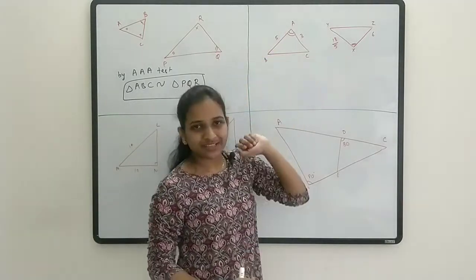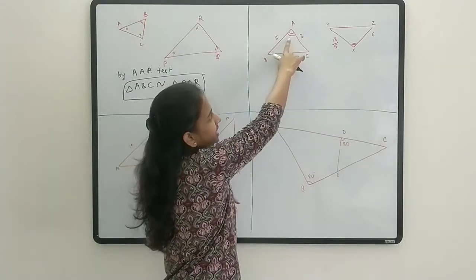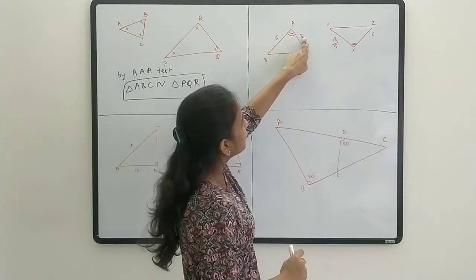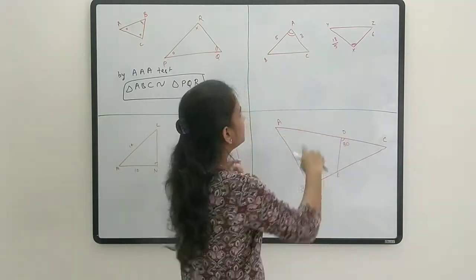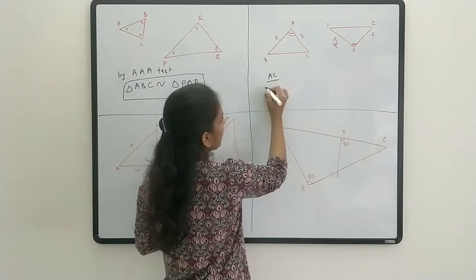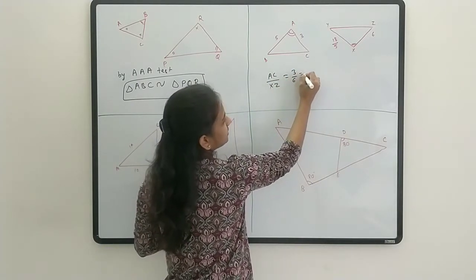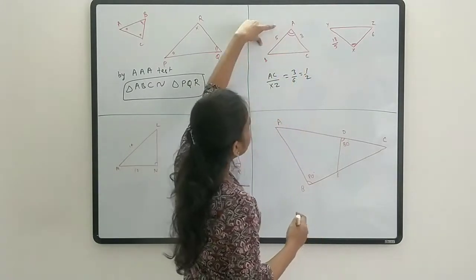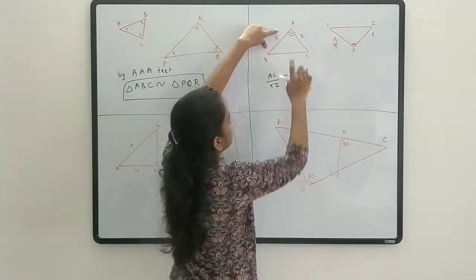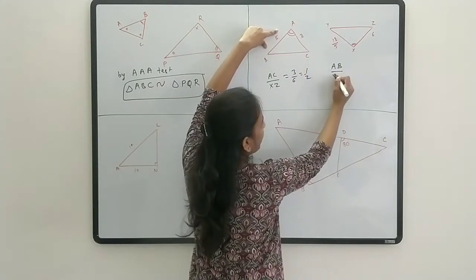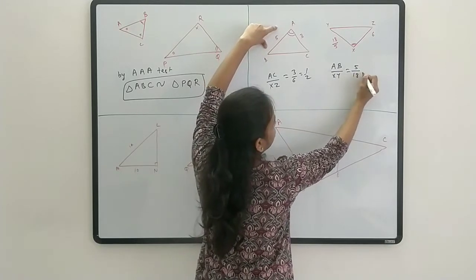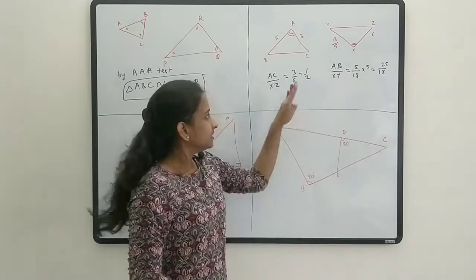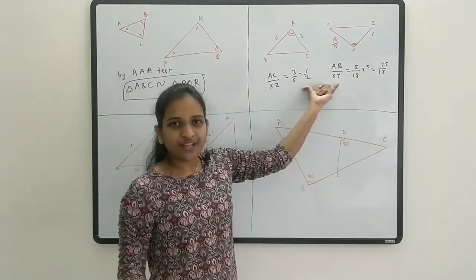Now let's check this. Triangle ABC and XYZ. See, two sides are given and one angle is given. By looking at this, we can say this side is 3 and this side is 6. So we can say AC by XZ is 3 by 6, 1 by 2. Fine. One ratio we got, one side ratio. Now let's check the second side ratio. AB upon XY. It is 5 by 18 by 5. So this value is 25 by 18. So these two ratios are not equal.